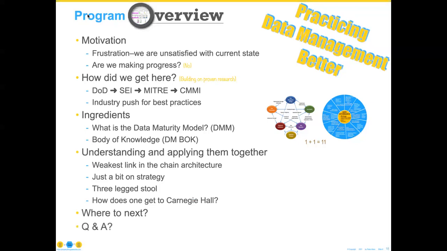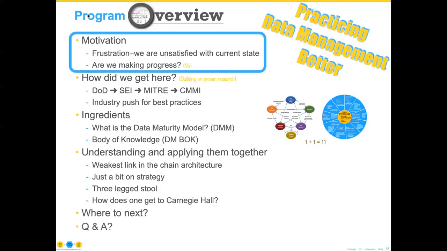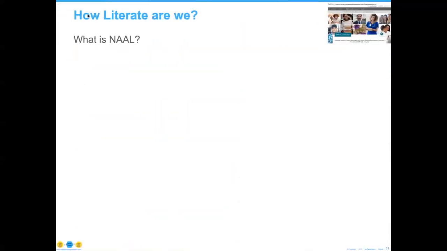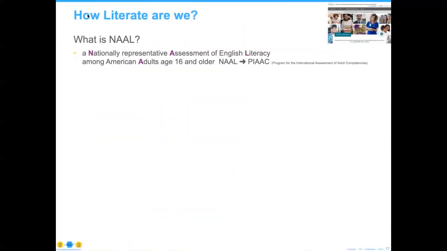And then, of course, the part that I really look forward to is the Q&A part, because you guys are such a challenging bunch to work with on this. So let's start off with how literate are we, in fact? And it turns out the federal government has been testing this for a while. Unfortunately, they changed names in the middle of the testing process.